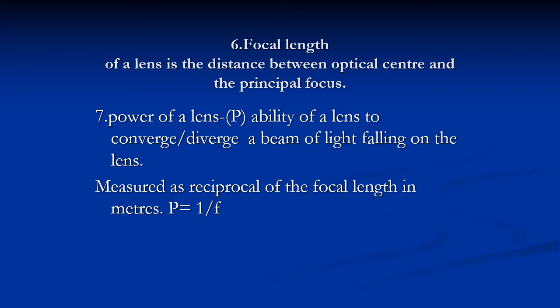The focal length of a lens is the distance between the optical center and the principal focus. Just like in a mirror there is reflection, in a lens there will be refraction of light. So there will again be the principal focus, focal length, center of curvature, and radius of curvature. Everything will be the same as a mirror. The power of a lens is the ability of a lens to converge or diverge a beam of light falling on the lens. It is measured as the reciprocal of focal length in meters. P is equal to 1 by F.